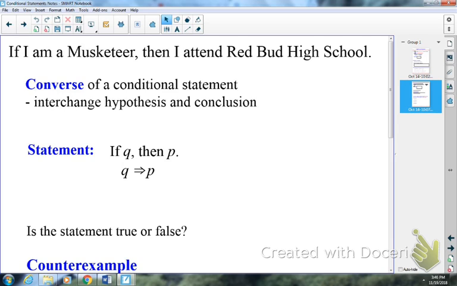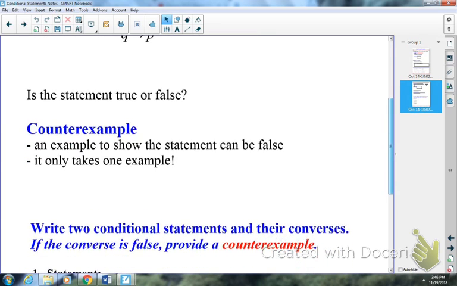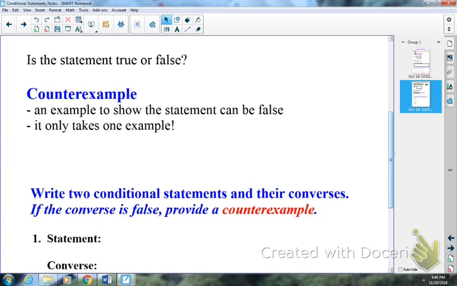Okay, so now, just because a statement is true does not mean the converse is true. It kind of depends on the situation. They don't go hand in hand. So can you think of other high schools whose mascot is a musketeer? If you can, then this particular statement is false, and the counterexample would be that particular school. A counterexample is an example that shows a statement can be false. And again, it only takes one. You only need to state one example to disprove a statement.